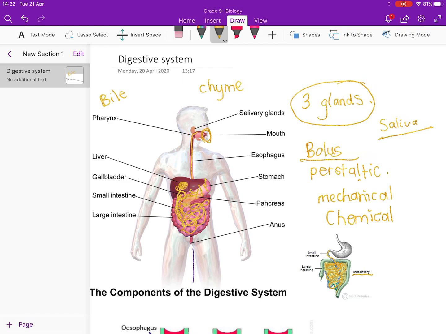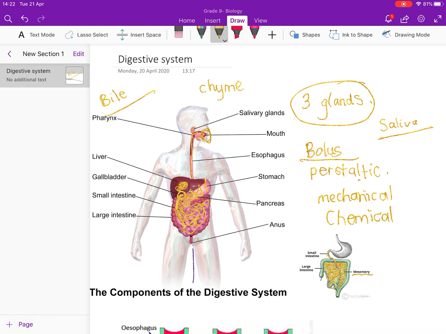So when the chyme, the liquid food, moves into the small intestine, there is some bile that goes into the small intestine as well. Bile is necessary because it breaks down fats, fatty acids, certain proteins, and it helps with the breakdown of carbohydrates. Alright, so it breaks it down into simpler sugars that are easier to digest for your body.